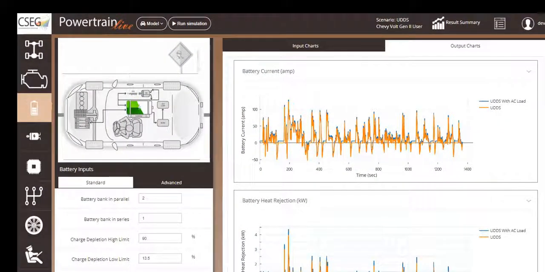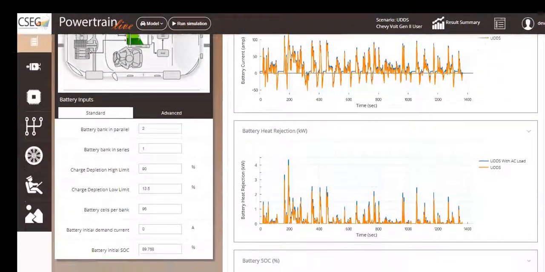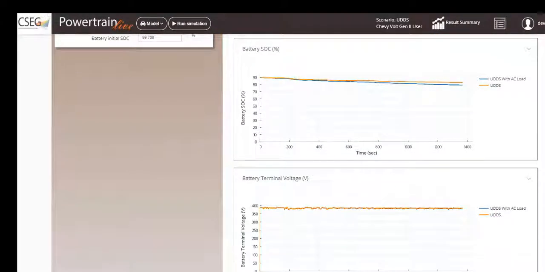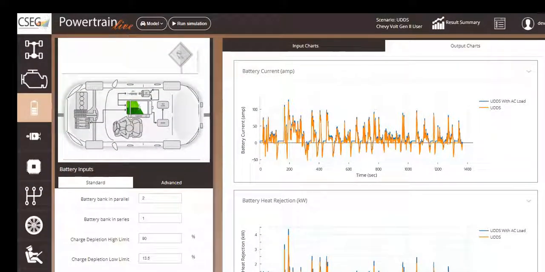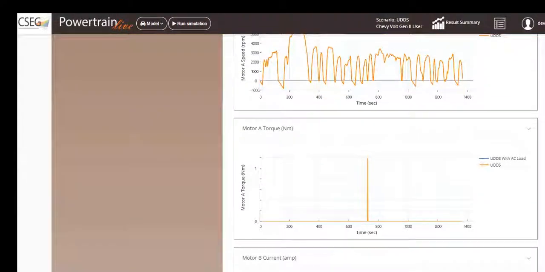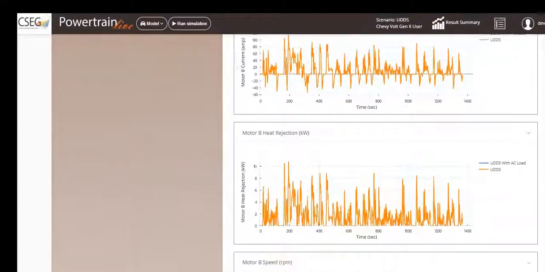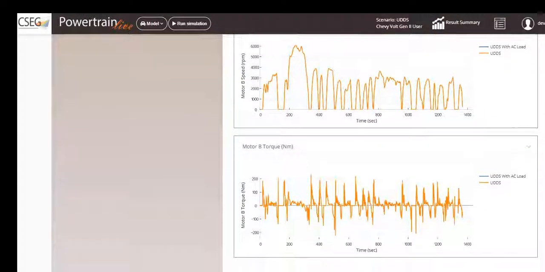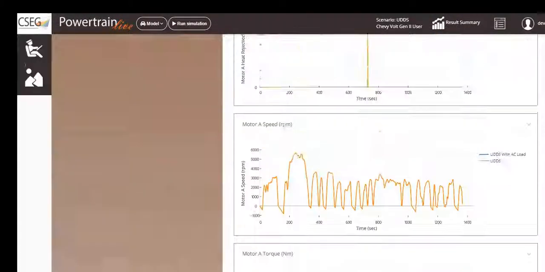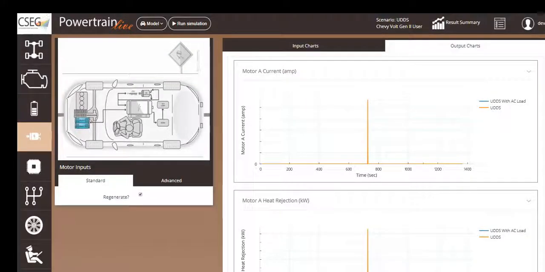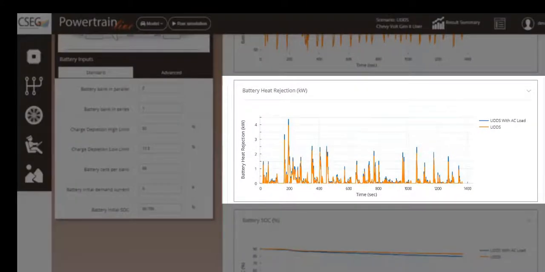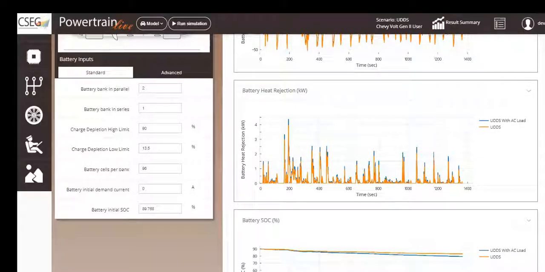Within each subsystem, you will be able to see detailed calculated parameters such as battery current draw, heat rejection, state of charge, terminal voltage, motor torque, motor speeds, and motor heat rejection. The battery heat rejection is very commonly used as an input into the battery thermal model for co-simulation with the PowertrainLive vehicle model. A similar comparative analysis can be performed with the AC load imposed to understand the impact on all of the operational parameters.